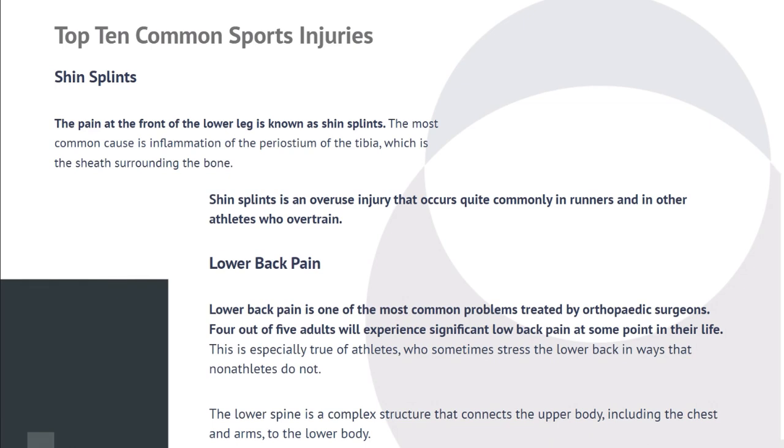Lower back pain. Lower back pain is one of the most common problems treated by orthopedic surgeons. 4 out of 5 adults will experience significant low back pain at some point in their life. This is especially true of athletes, who sometimes stress the lower back in ways that non-athletes do not. The lower spine is a complex structure that connects the upper body, including the chest and arms, to the lower body.